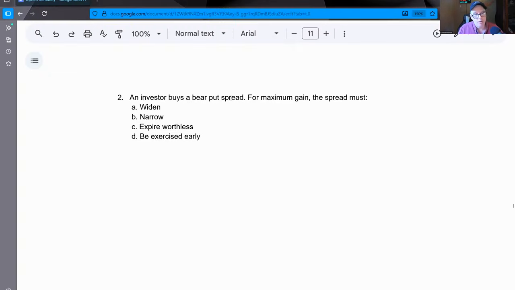I might have done this one already, but I've been trying to correct some stuff to make sure it's smooth sailing going forward. Okay, here we go. An investor buys a bear put spread. Bear put, which means you're going the same way as the put. That means it's a debit put spread. We're buying the higher premium. That's a debit put spread. Debit widen, credit narrow. The answer is A as an apple.